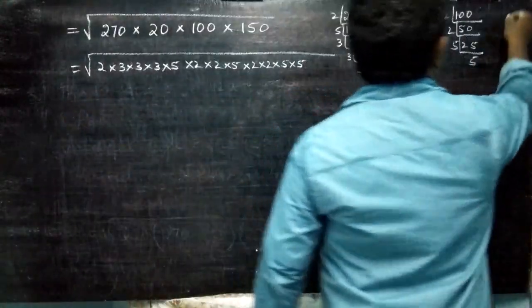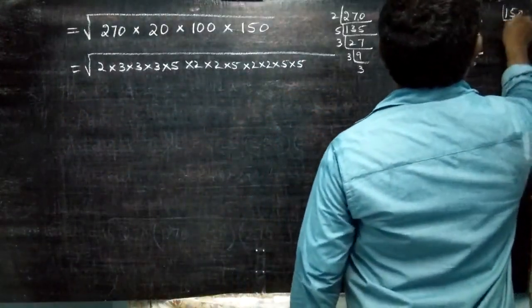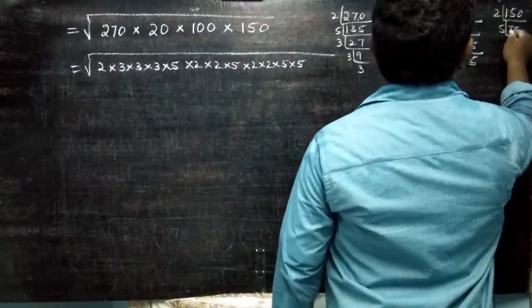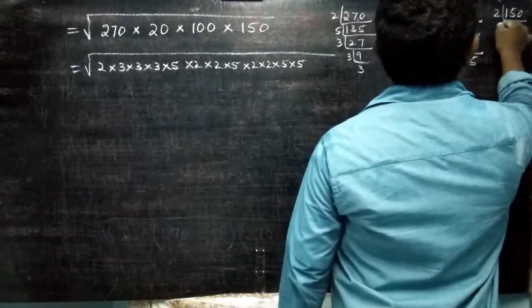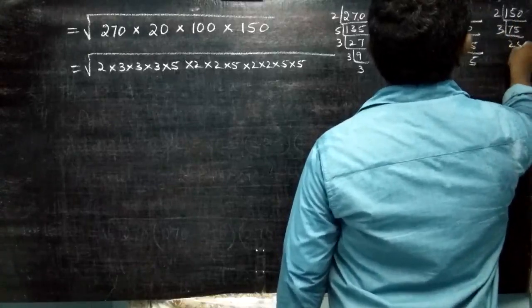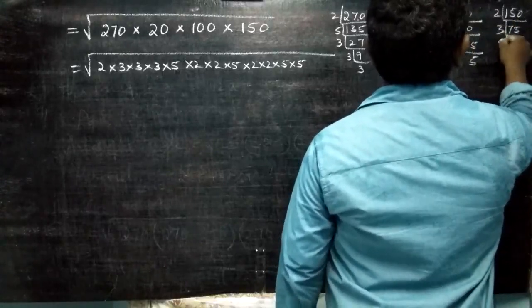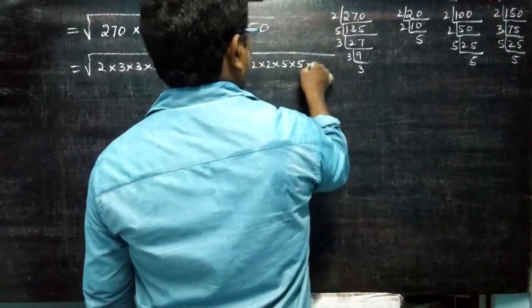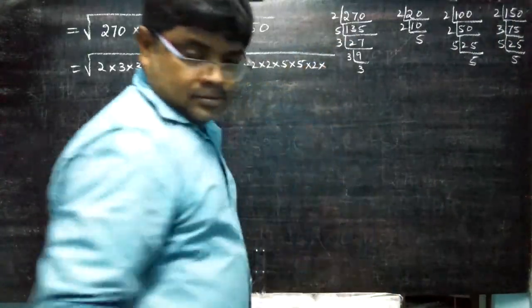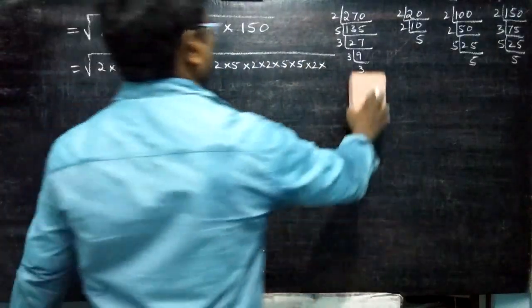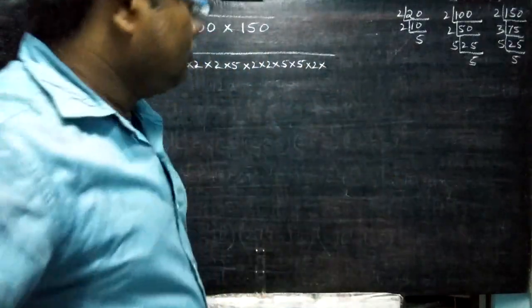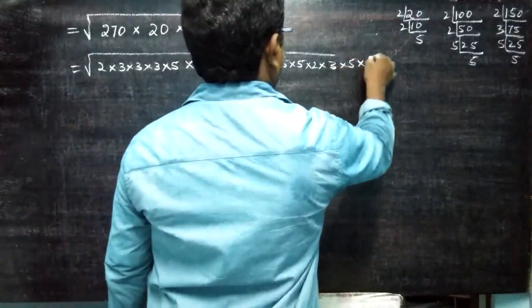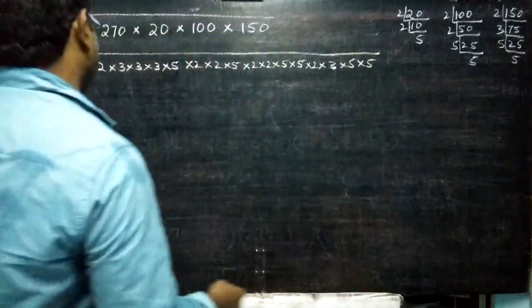Next, now 150. 2 goes 75 times, then 3 table: 3 2s are 6, 3 5s are 15, 5 5s. So 2 into 3 into 5 into 5. Change every number into prime factors.